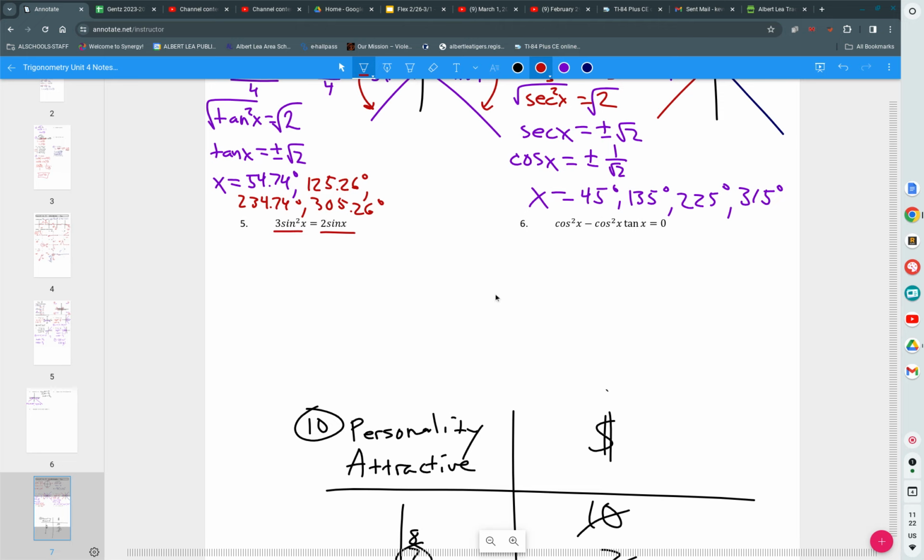Okay, here we go. Our last two problems. On this one, I got two trig equations. And what I'm going to do is this crazy thing. I know it's absolutely going to blow your mind. I'm going to subtract the 2 sine over to the other side.